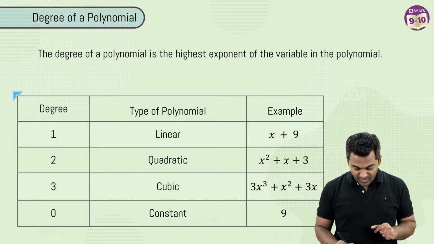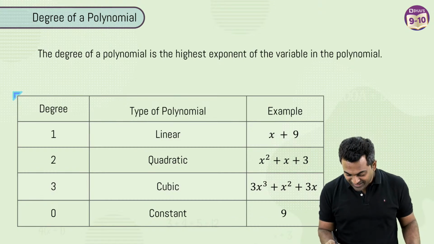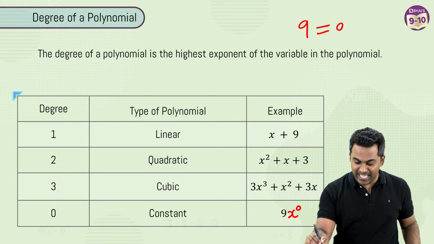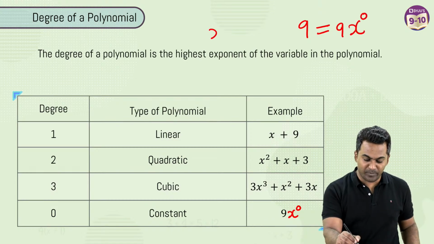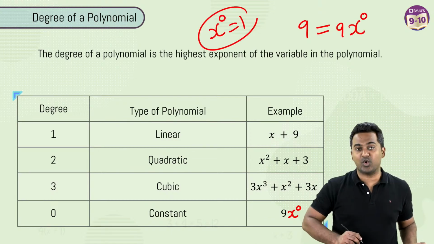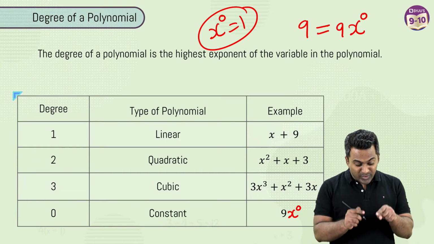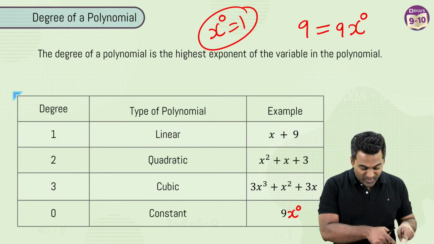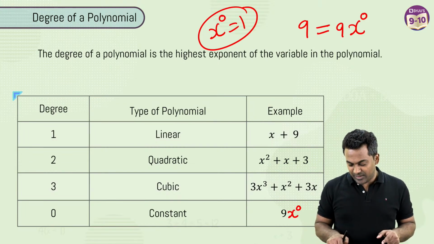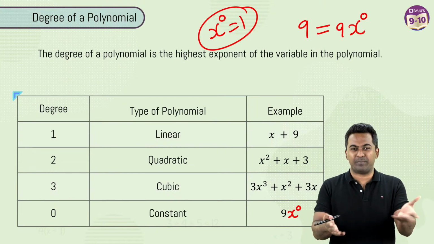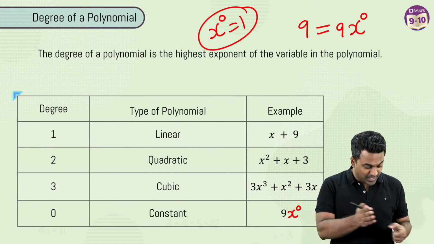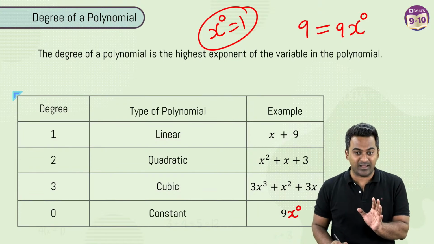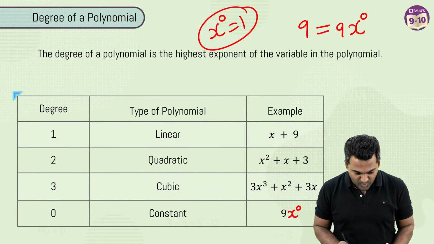Cool. Constant. Constant is going to be what? The number 9 can be written as 9 multiplied with x to the power 0, because we know x to the power 0 is 1, right? So the degree of the constant polynomial is going to be 0, because 9 can be written as 9 multiplied with x power 0, y power 0, z power 0, whatever your choice is. Yep, and then the degree is going to be called 0. So you've understood what a degree is as well. Yes? Well done. Thank you for letting me know that.